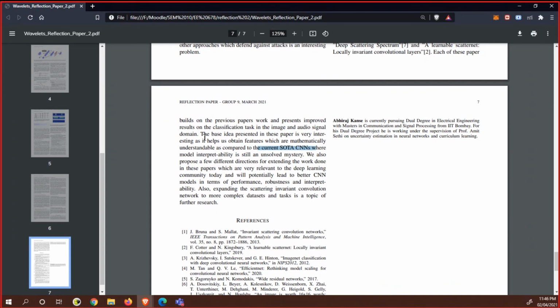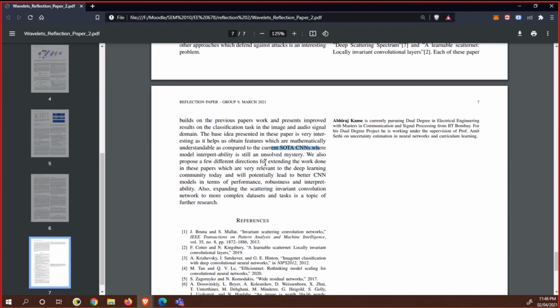So the base idea that is presented in all of these papers is really interesting, as the features obtained from this idea of the scattering wavelet transform have a good mathematical basis, and we can understand why we are getting such features. This is not the case in current state of the art CNNs, which give us some representation, but we literally don't have any interpretability of why we are getting those types of features from our model.